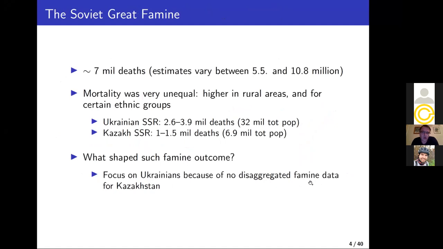All in all, there were 7 million deaths in this famine. This is the most commonly cited figure, but we don't know precisely how many people died, and estimates vary between 5.5 million and above 10 million people.